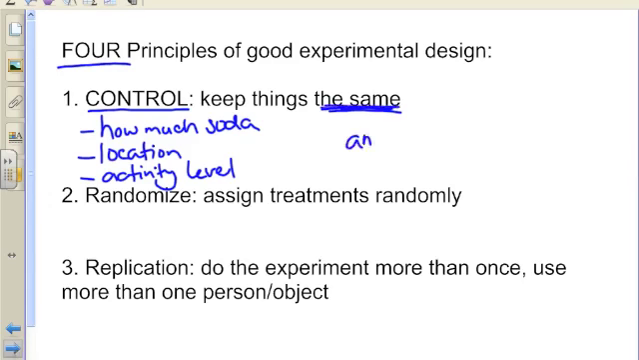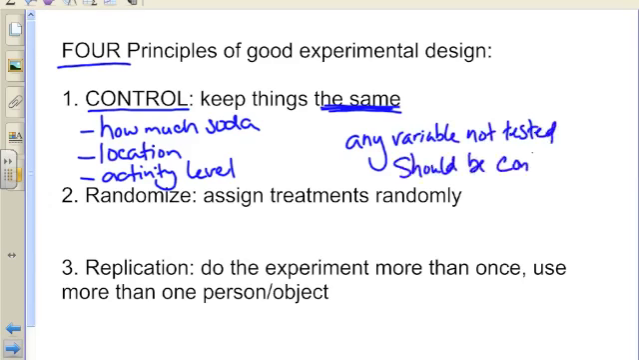So any variable that I'm not testing needs to be controlled as much as is humanly possible. Okay. So certainly the Pepsi and caffeine-free Pepsi, those are different. That's because I'm testing those. Anything else, I want to make sure I keep it the same between those two groups. Very important.